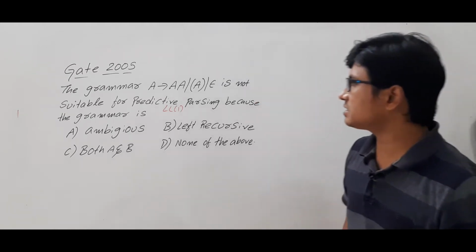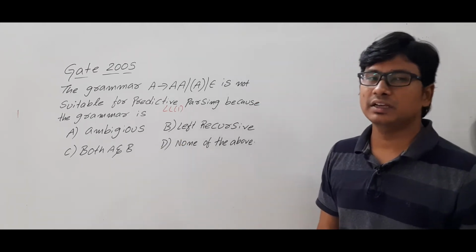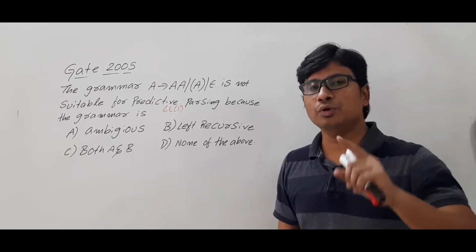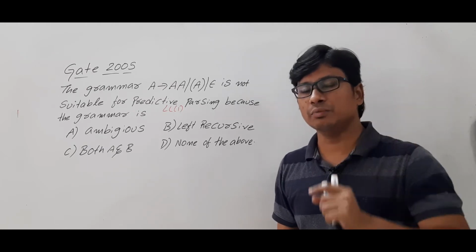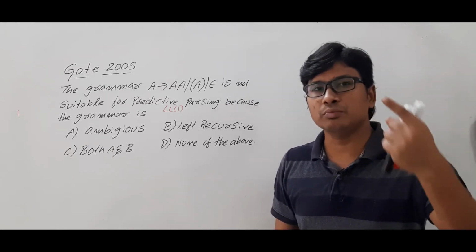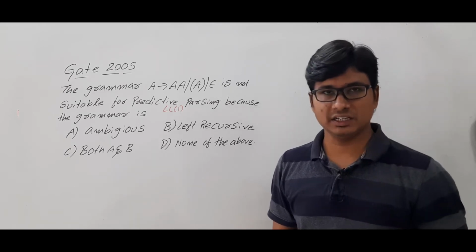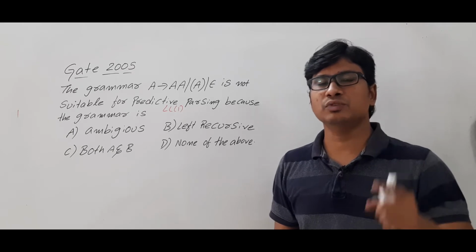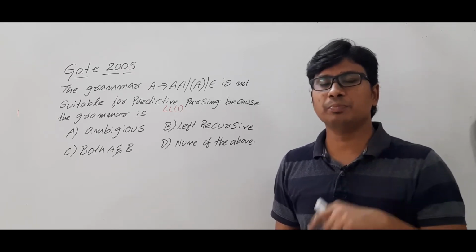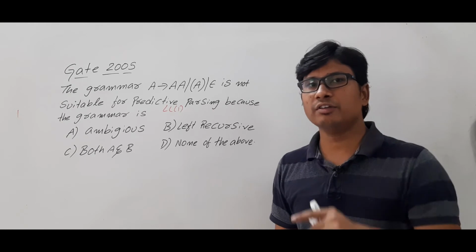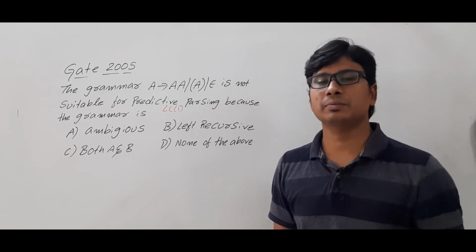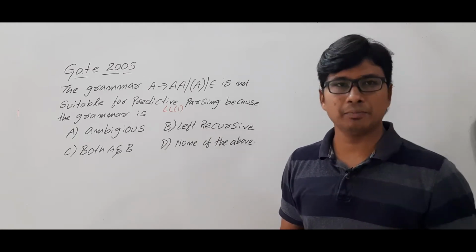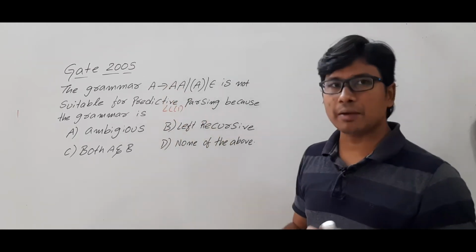Okay, so now let me discuss what is ambiguous grammar. A grammar will be called an ambiguous grammar if it has more than one leftmost derivation, or more than one rightmost derivation, or more than one parse tree. As we already discussed, ambiguous grammars will not be allowed by most of the parsers except one of the bottom-up parsers, which is the operator precedence parser. So the LL1 parser will not allow an ambiguous grammar. Now we will check whether it is ambiguous or not.